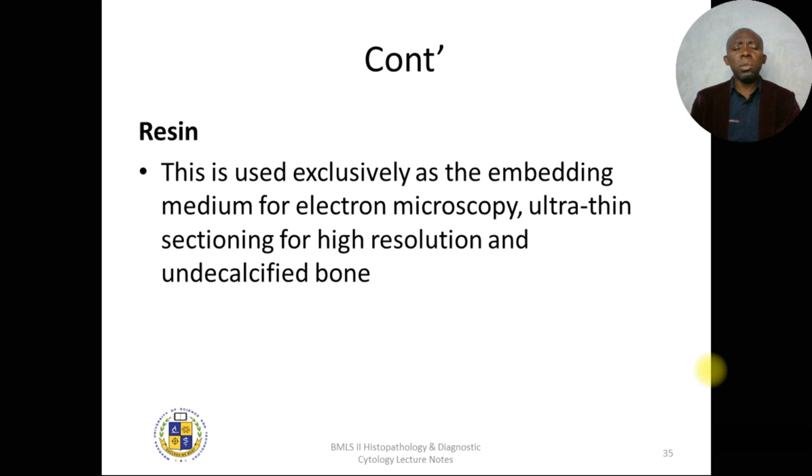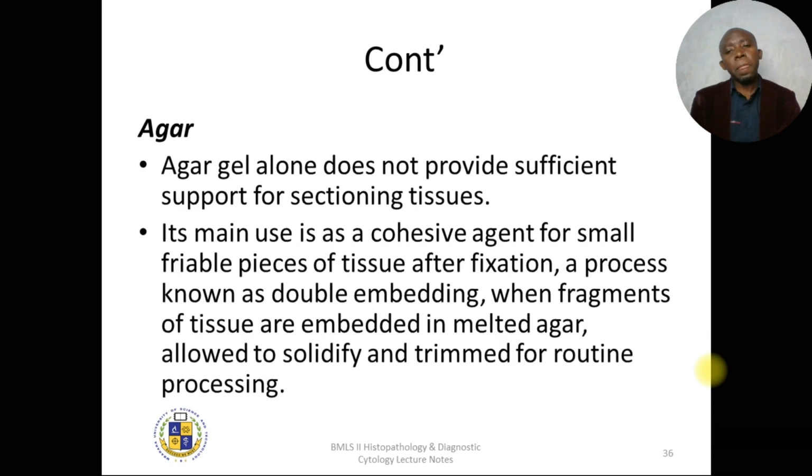Others that we may use include a substance like the resin, and this is used exclusively as an embedding medium for electron microscopy. We mentioned in our previous slide that electron microscopy will need ultra thin sections for higher resolution, and also for undecalcified bone. Even for the infiltrating medium, we also use resins. We are not going to use wax for that case.